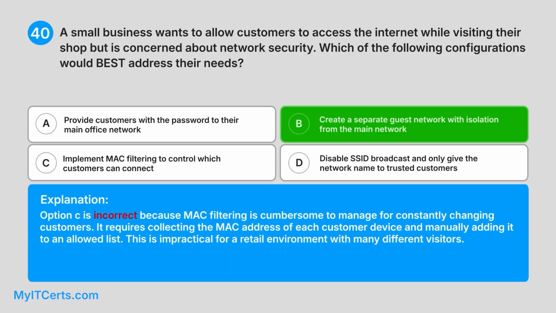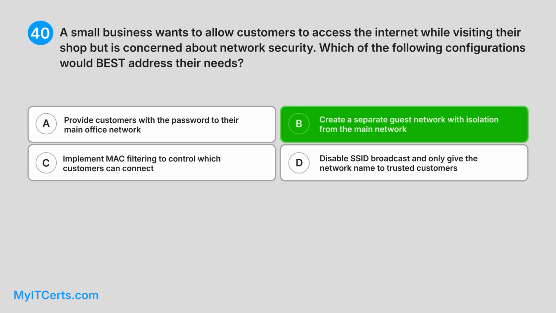Option C, implement MAC filtering to control which customers can connect, is incorrect because MAC filtering is cumbersome to manage for constantly changing customers. It requires collecting the MAC address of each customer device and manually adding it to an allowed list. This is impractical for a retail environment with many different visitors.